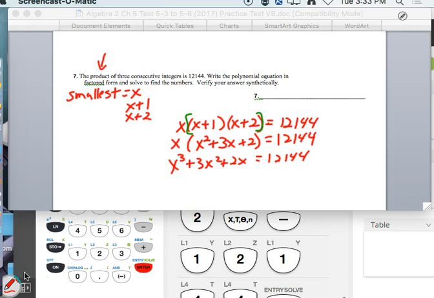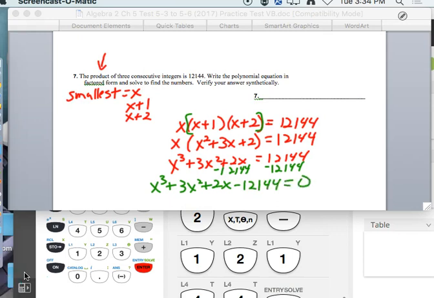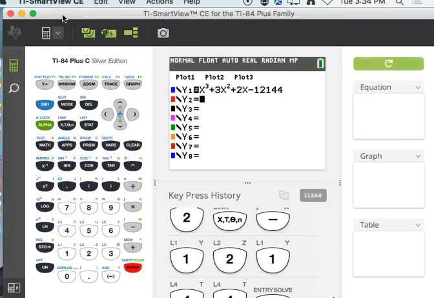And then we need to subtract 12,144 from both sides to get our fabulous looking polynomial x cubed plus 3x squared plus 2x minus 12,144 equals 0. And now we'll use the graphing calculator to find that 0, knowing that this has to multiply to 12,144.